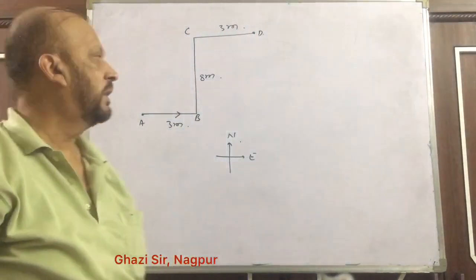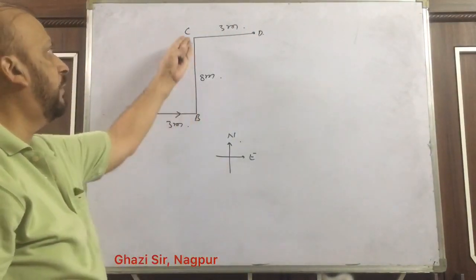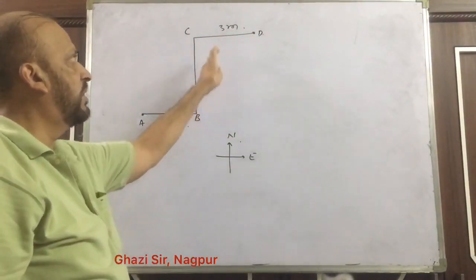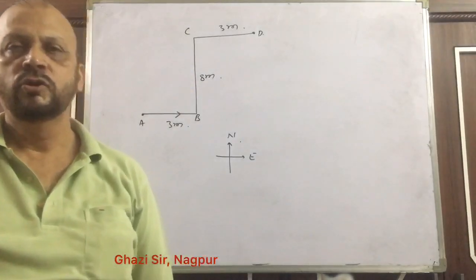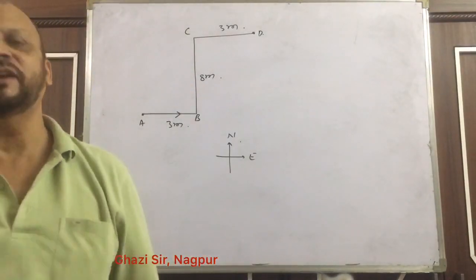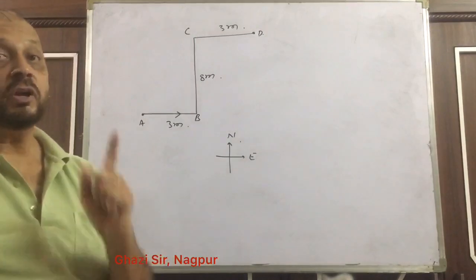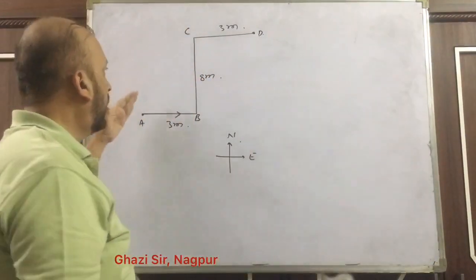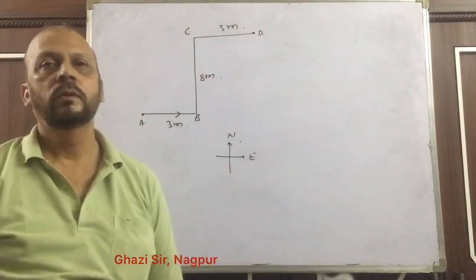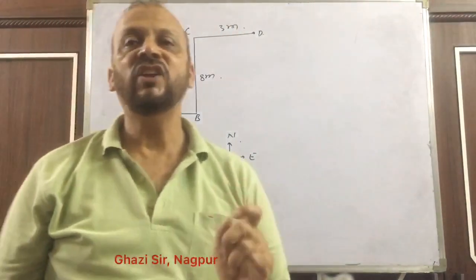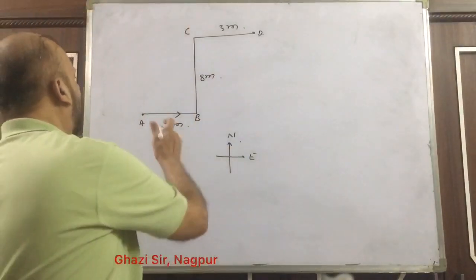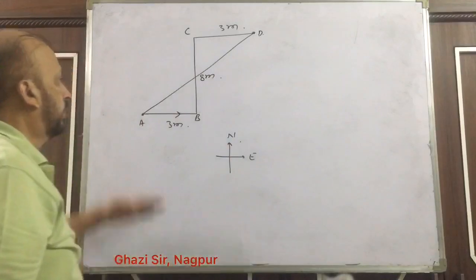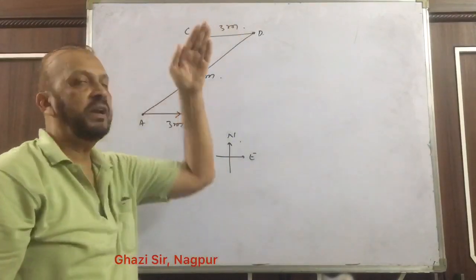So total path length would be 3 meter plus 8 meter plus 3 meter. So 3 plus 8 is 11, plus 3 is 14. So its path length is 14 meter. But the displacement is the shortest distance between initial point to final point. So for determining displacement, join initial point to final point. So this distance AD would be displacement.